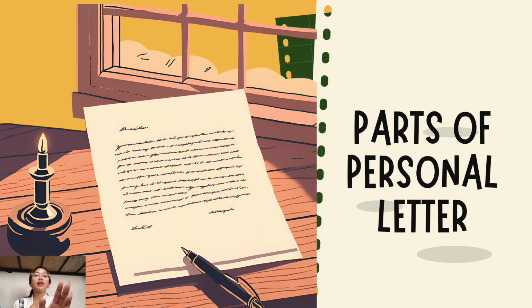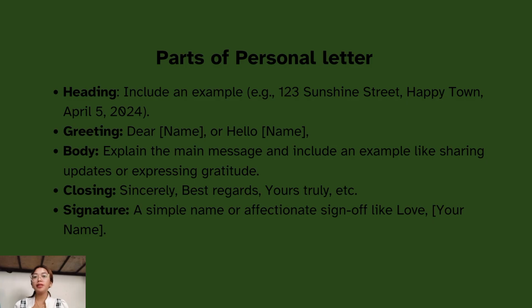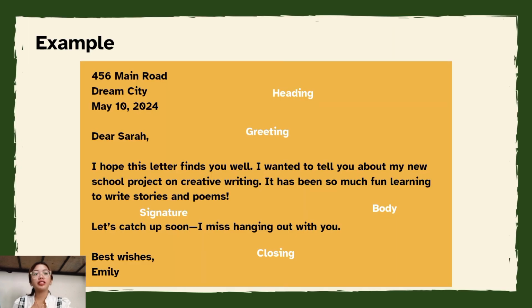Now, here are the parts of a personal letter. There are actually five: the heading, the greeting, the body, the closing, and the signature. On the heading part, as you can see in our example, it includes the address and the date. The greeting is like Dear Sarah, or Dear your name, or Dear Charo.